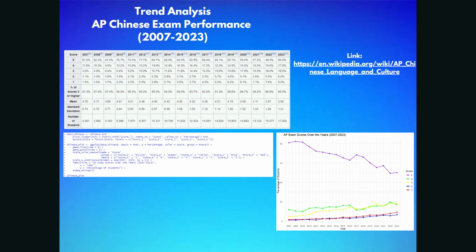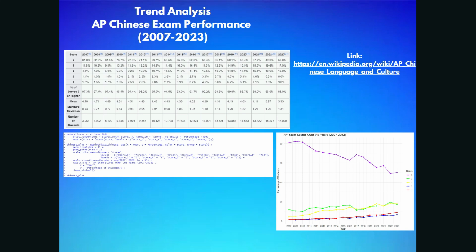You can see from the year 2007 to 2023 the percentage rates of 5s. I just noticed that there are fewer students taking the AP Chinese exam in 2007, but in 2023 there are more students taking it. And I notice a trend here: as the number of students increases, the number of students who score 5s decreases. So in other words, in 2023, 50% of students earn a 5.